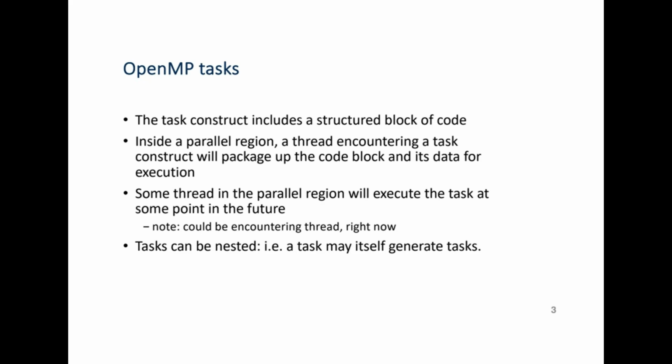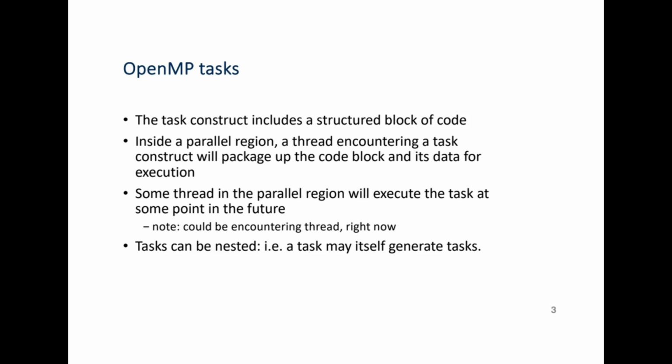So the task construct, like most OpenMP constructs, includes a structured block of code. The structured bit just has the usual meaning. It means that the control flow has to go in at the top and out of the bottom. You can't jump in or out of the block. Again, like OpenMP work sharing constructs, task constructs do not themselves create threads. They only make sense if we're already inside an existing parallel region, so there are already multiple threads executing.